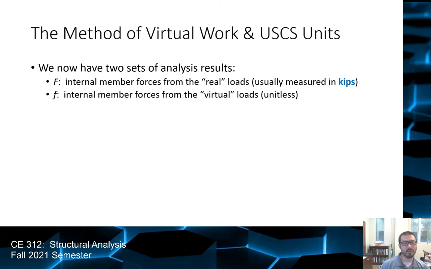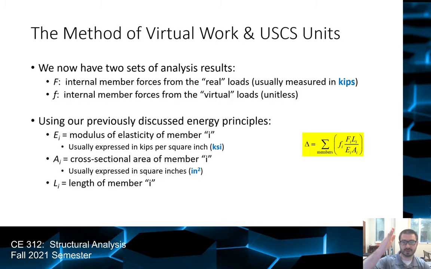So if we go back to our previous formulas, we're going to use little f times big F times L over EA, right? Little f is unitless, big F is in kips. What about E? E is the modulus of elasticity, or Young's modulus, and that's usually expressed in KSI, kips per square inch. And the A value is the area of each member, expressed in square inches. So follow this along. F is in kips, little f is unitless, the modulus of elasticity is KSI, the area is in square inches, and then we have the length of each member.